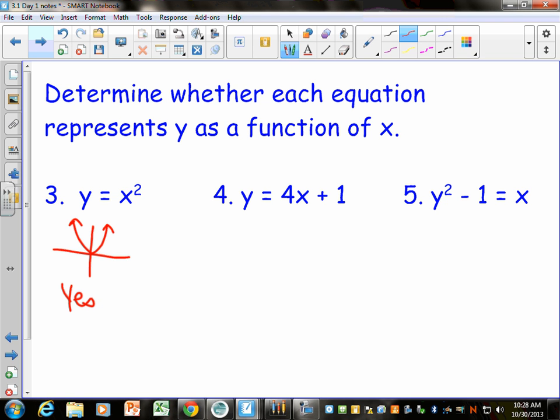Like number 4, y equals 4x plus 1. What's that going to look like if you graph it? Yeah, a line with slope. Is a line with slope going to pass the vertical line test? Yeah. Again, every x would be different. You can't think of a y value that would give you the same x value out of it. Yep.